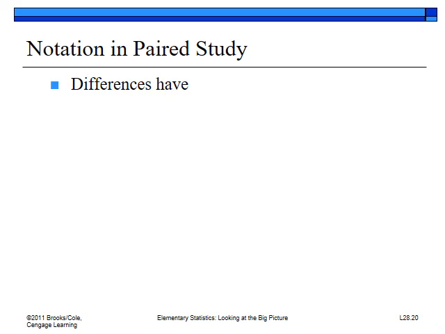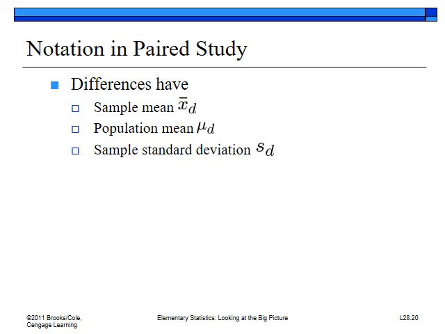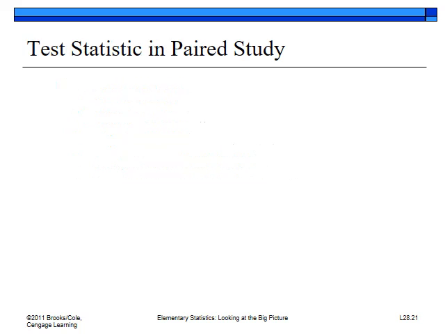Now, for notation, when we're looking at a paired study, we indicate the sample mean of the differences with an x bar and a subscript d. The population mean would be mu with a subscript d. Again, that d implies differences. The sample standard deviation will be s sub d, and the population standard deviation will be sigma sub d.